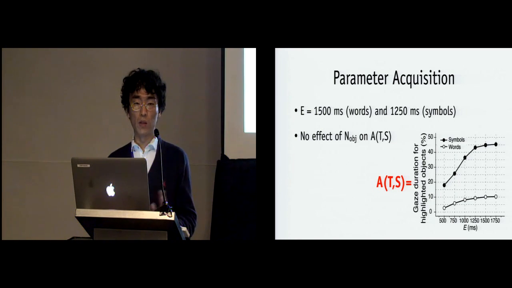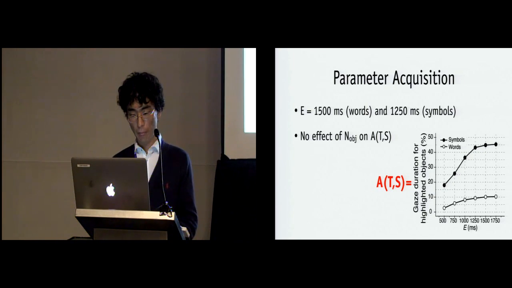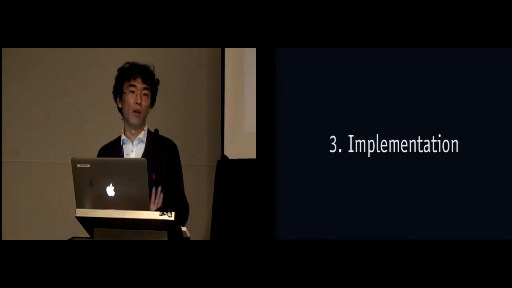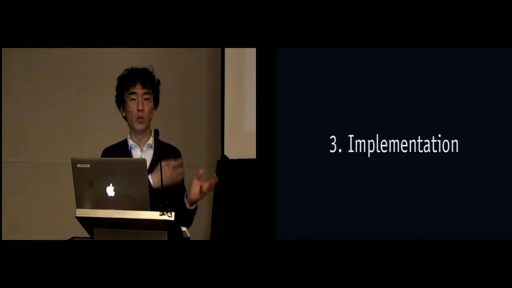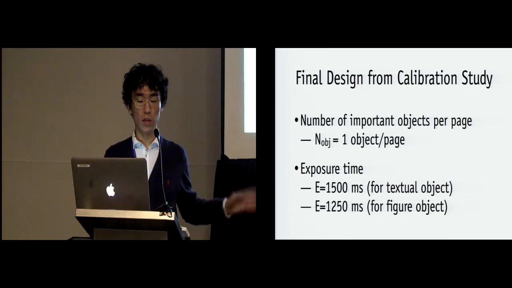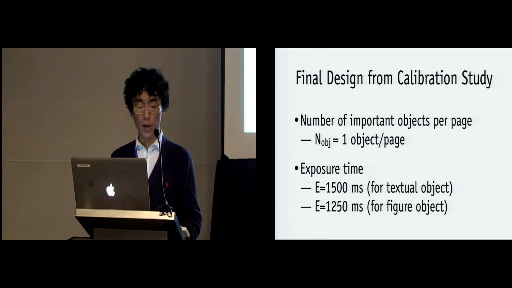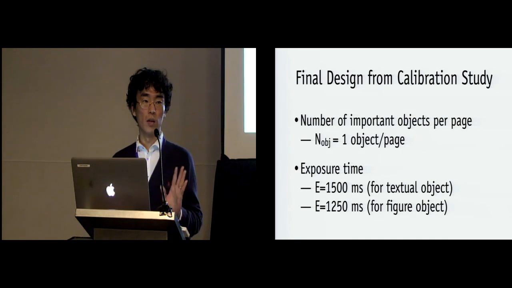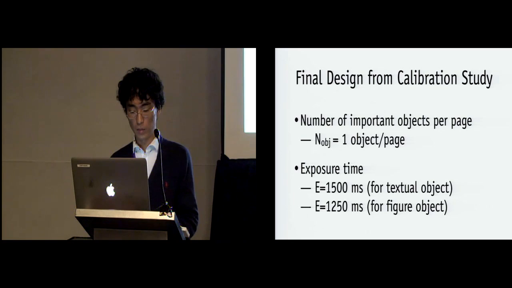Actually, there was no effect of the number of objects on the gaze performance, which means that even 1 object per page is fully using the attention performance of the user. So we are now ready for the questions: how many objects we have to choose, and how long should they be extended. So I implemented the final system based on this calibration study result. I chose 1 object per page, and I used 1.5 seconds of exposure time for the textual and 1.25 seconds of exposure time for the figure objects.